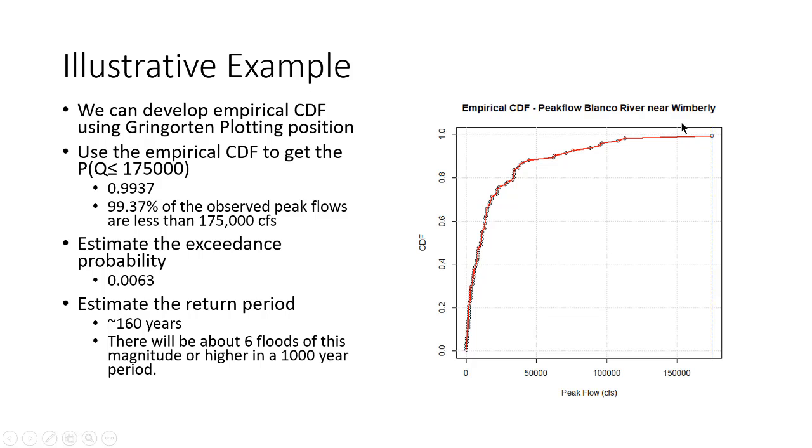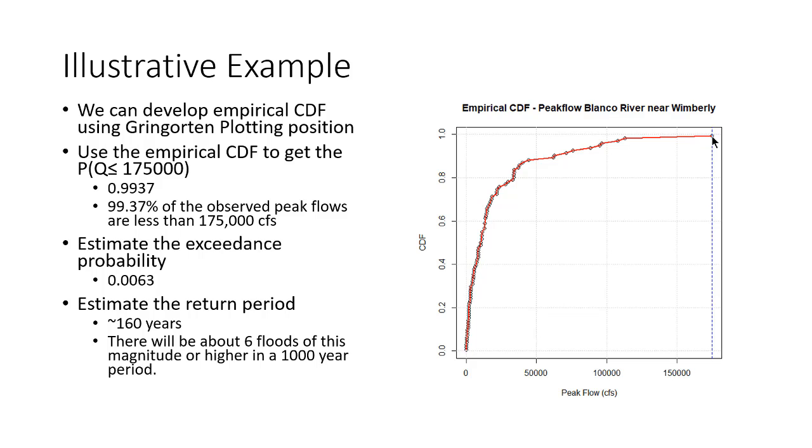If you notice, my value of 175,000, which is the maximum value that I have in my record, actually has a probability of less than 1. The reason is the plotting position formulas are compensating and saying, yeah, you have seen 175,000, but there's a good chance you will likely see a flood bigger than that. So you have not sampled, and there could be times when the flood was probably bigger, or there'll be times in the future when the flood is probably bigger.